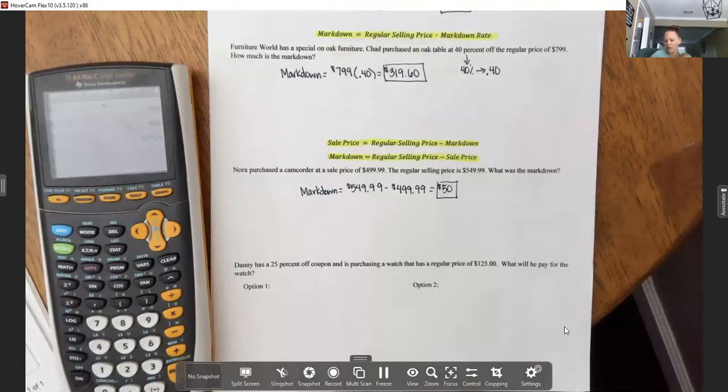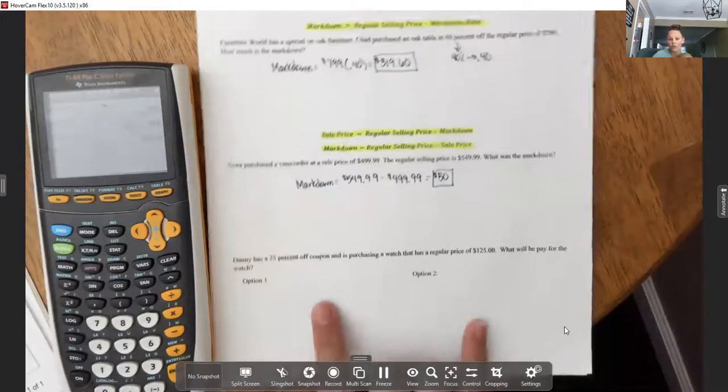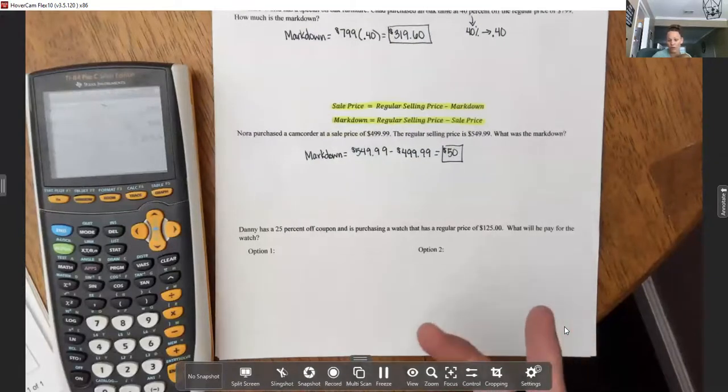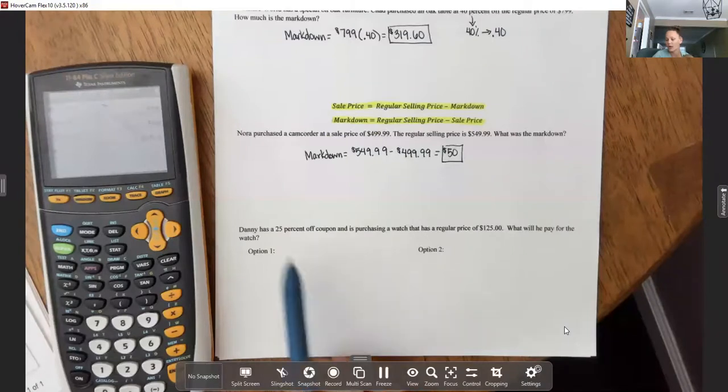Here, Danny has a 25% off coupon and is purchasing a watch that has a regular price of $125. What will he pay for the watch? So there's two different ways to do this. You're going to write down both ways now, but in the future, you get to pick which way you want to do. So we can figure out what the markdown is.